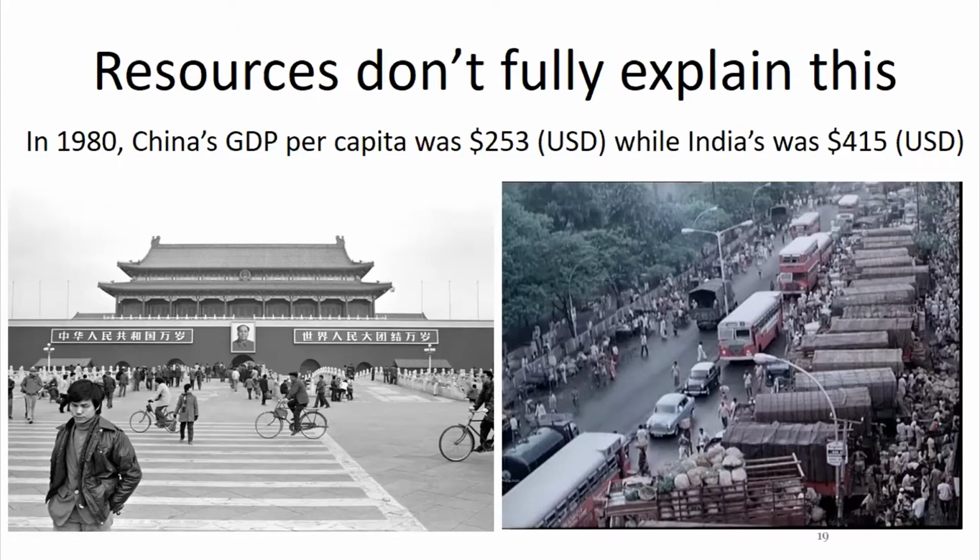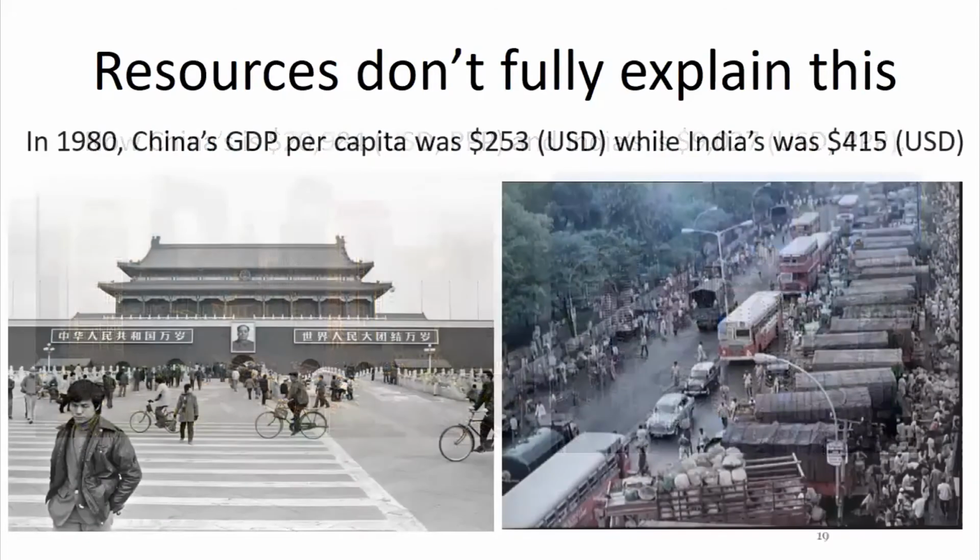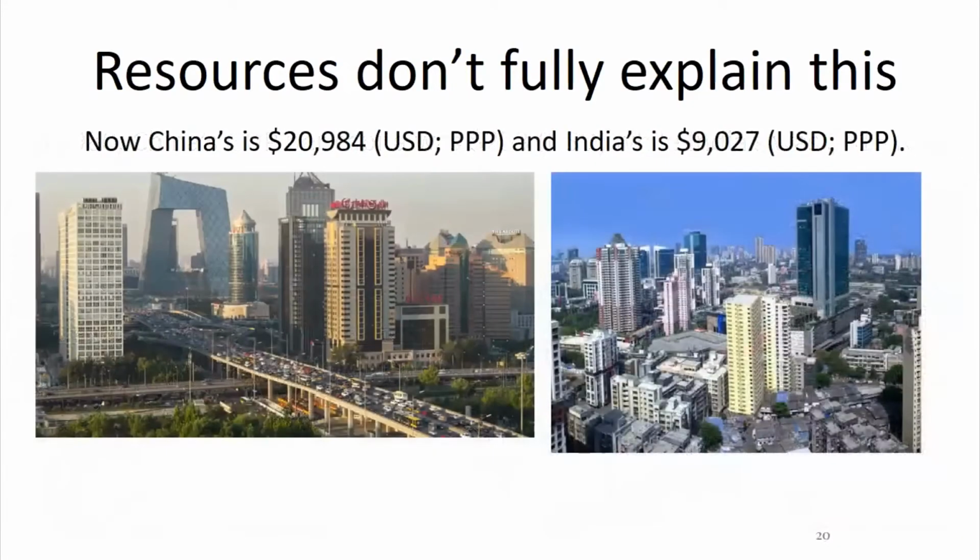It's a simple division. But 40 years later, or in 2019, these are 2019 data, China's GDP per capita is a lot bigger than what it was before. It went from being 253 to being 20,000, almost $21,000 per person. And India's also grew a lot. But now China's is more than double India's.